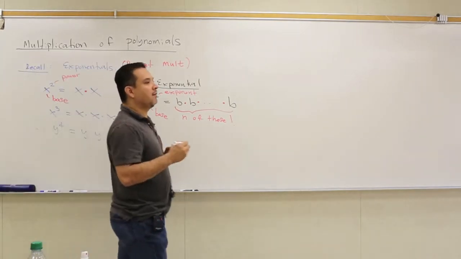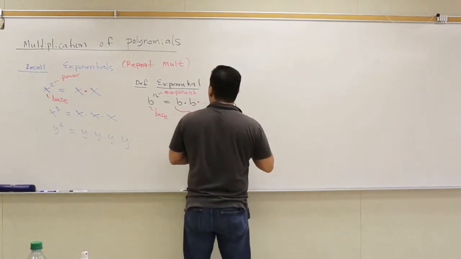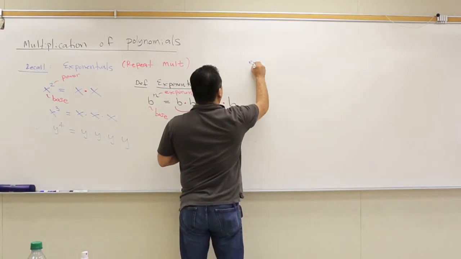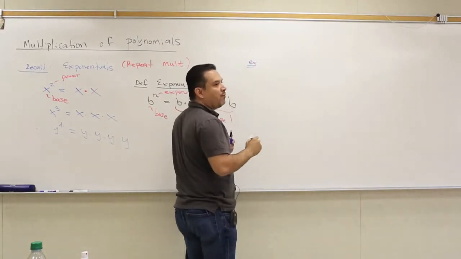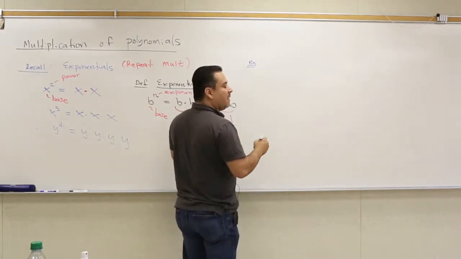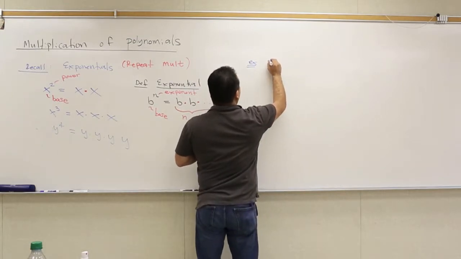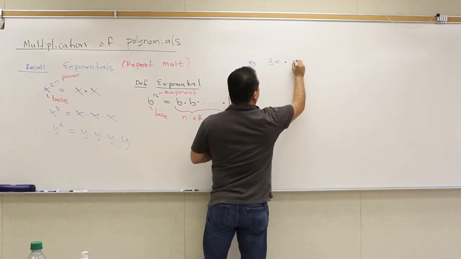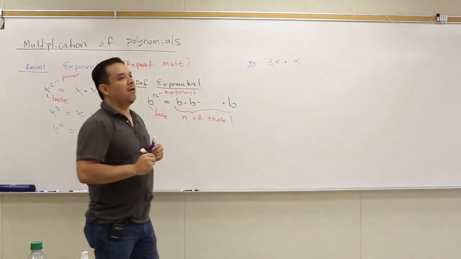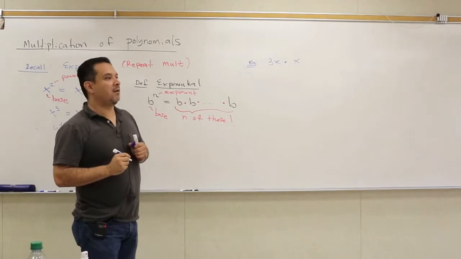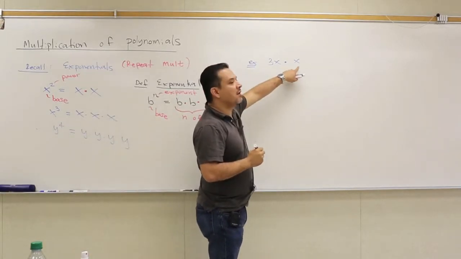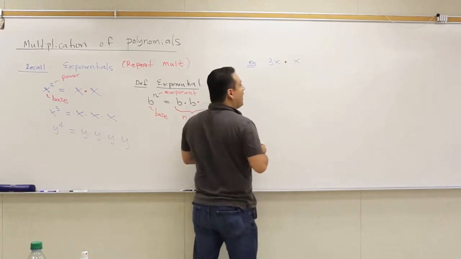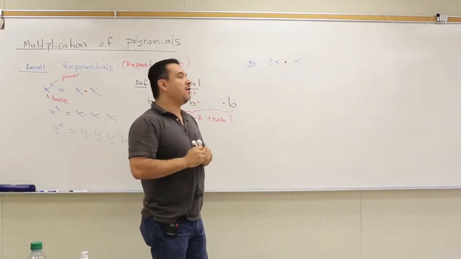Okay, well, let's see. For example, we're going to start with some simple multiplication, right? If I say you have 3x times x, what would you say here? What is this 3x times x here, since we're multiplying? Is it 4x? Be careful. This is what?